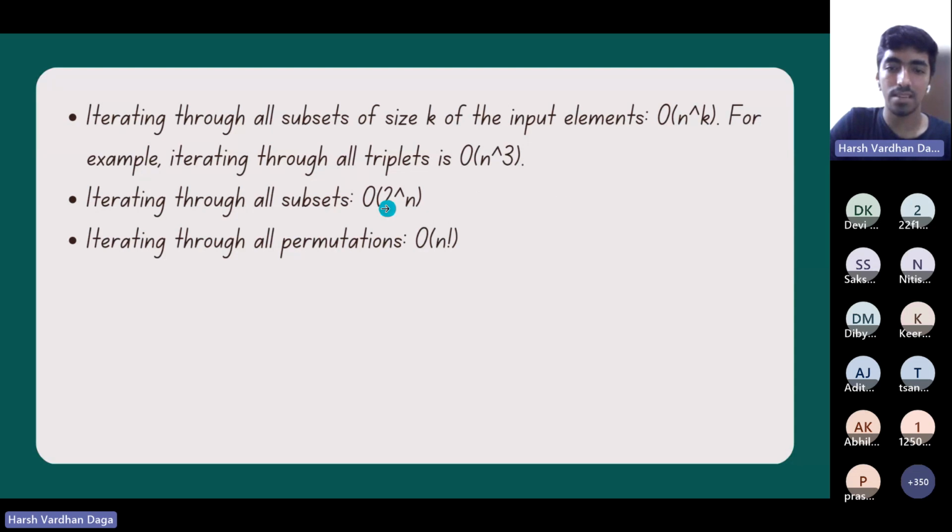Iterating through all subsets is O of 2 power n, since the total number of subsets is 2 power n. And iterating through all permutations is O of n factorial, since if the numbers are distinct, then the number of permutations you can make is O of n factorial.